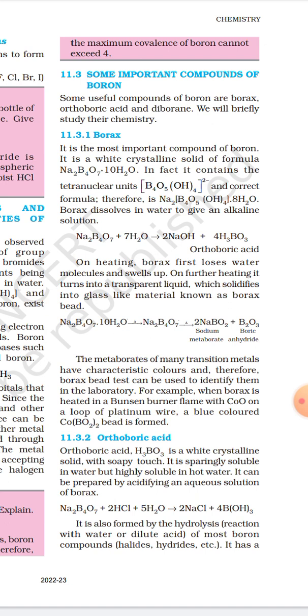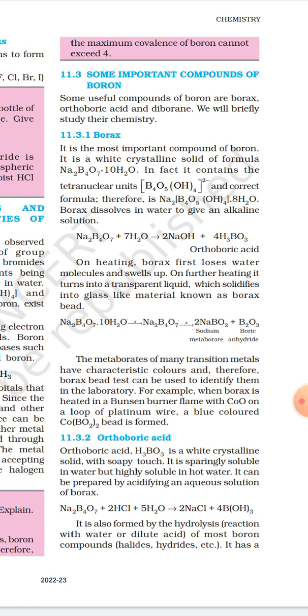Borax dissolved in water gives an alkaline solution. On heating, borax first loses water molecules and swells up. On further heating, it turns into a transparent liquid which solidifies into a glass-like material known as the borax bead. The metaborates of many transition metals have characteristic colors, and therefore the borax bead test can be used to identify them in the laboratory. For example, when borax is heated in a Bunsen burner flame with CuSO4 on a loop of platinum wire, a blue-colored bead is formed.